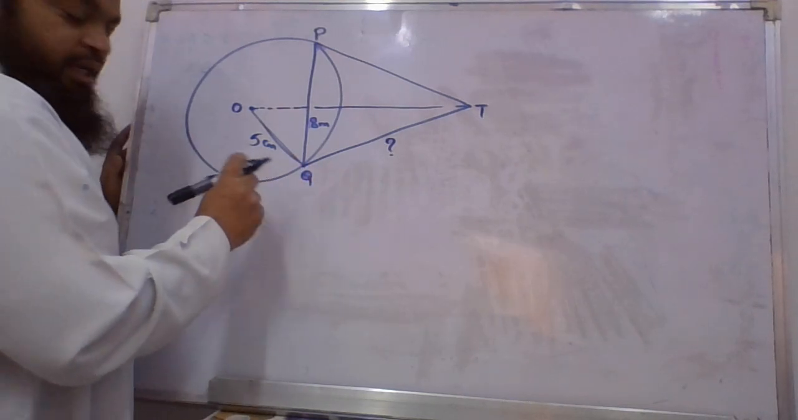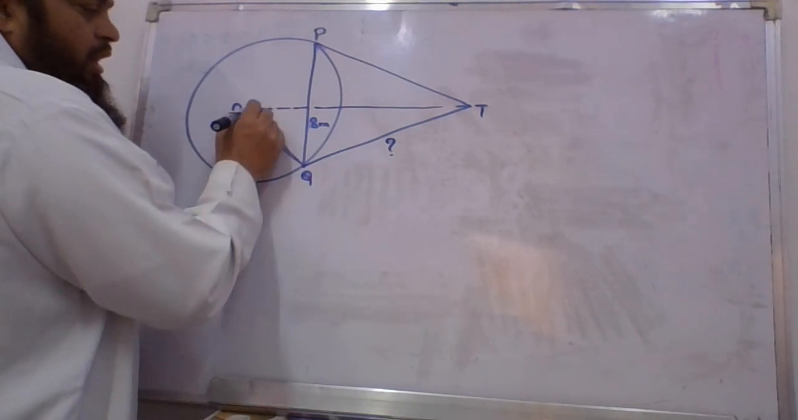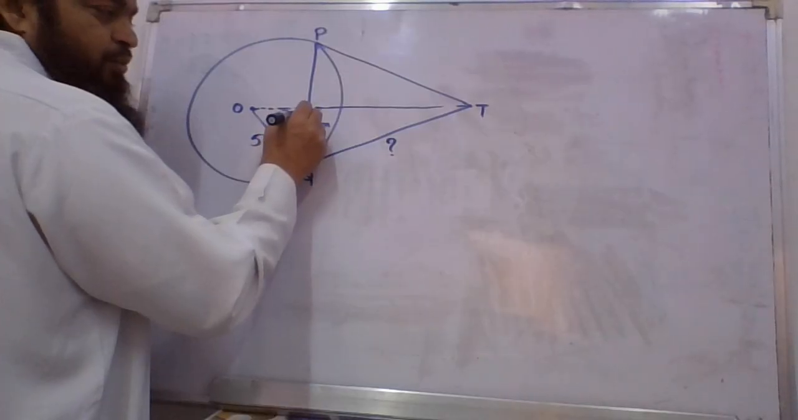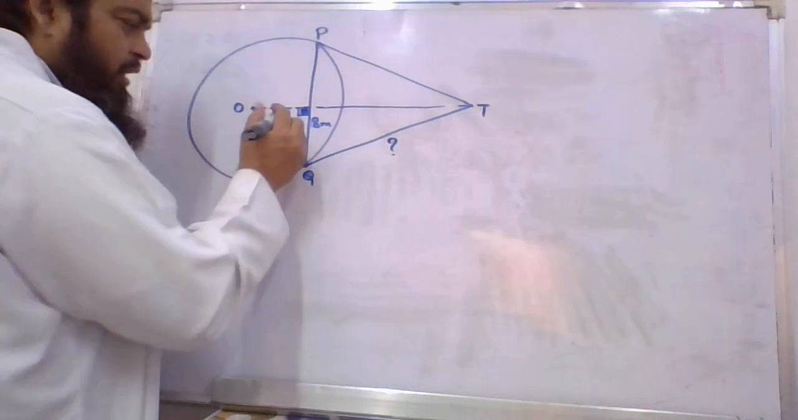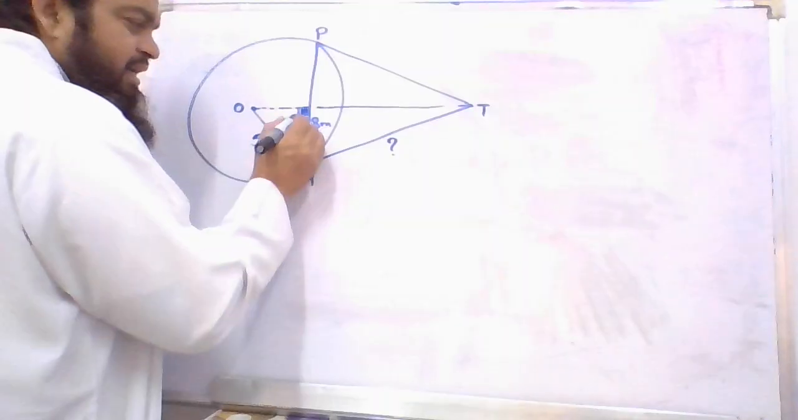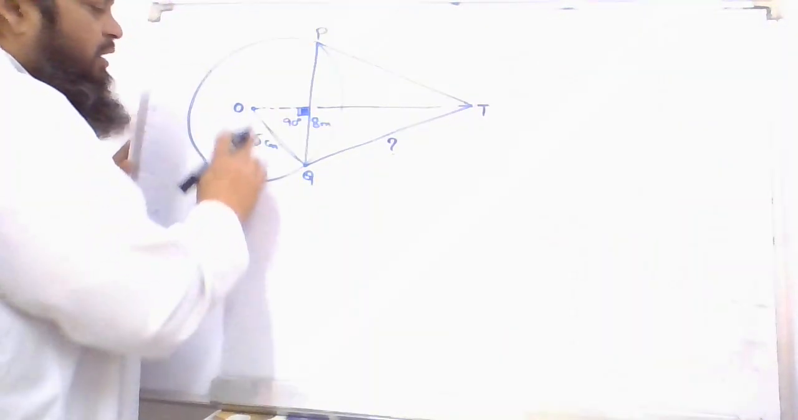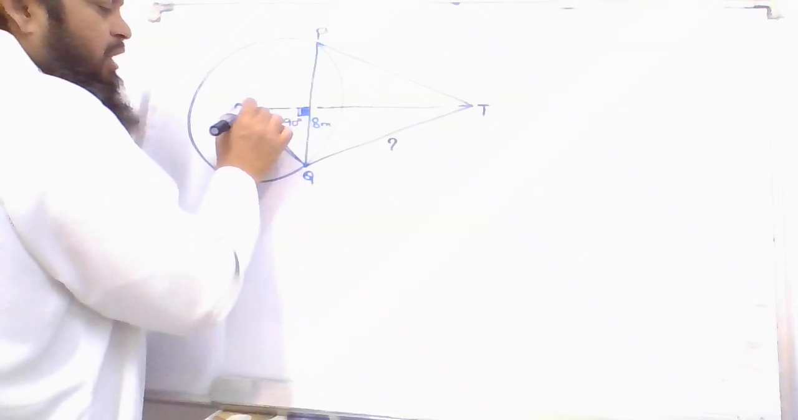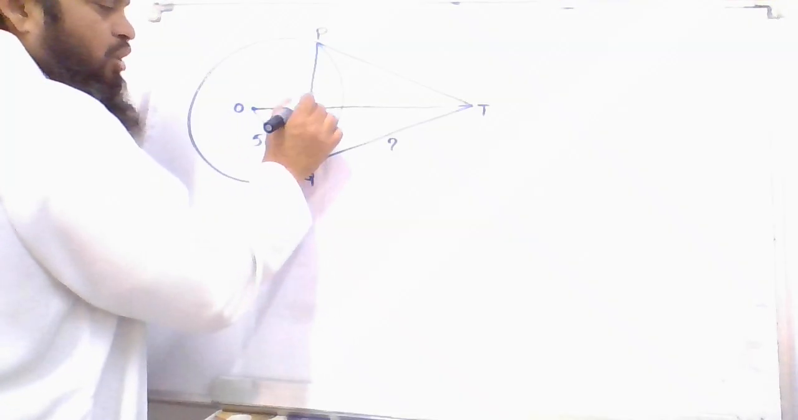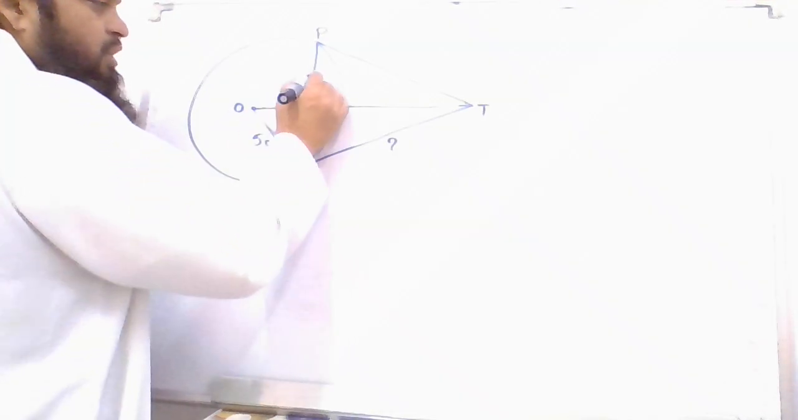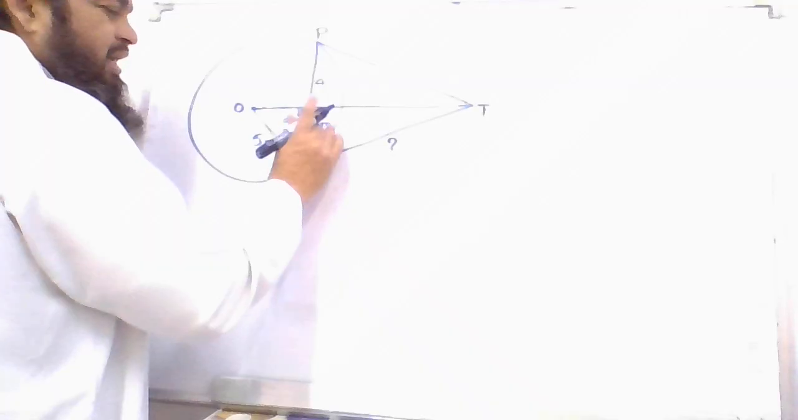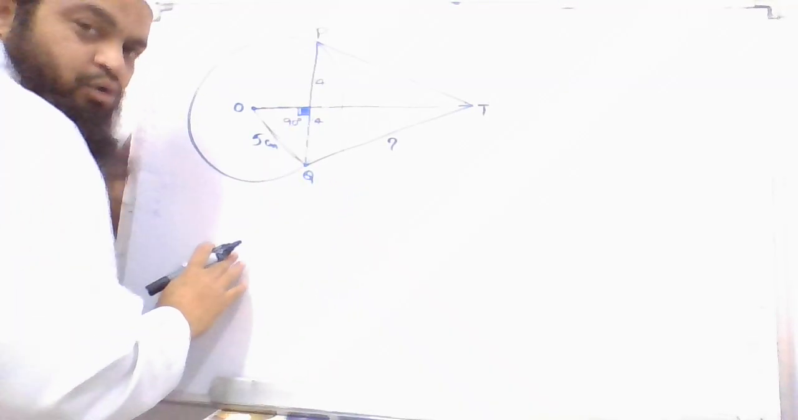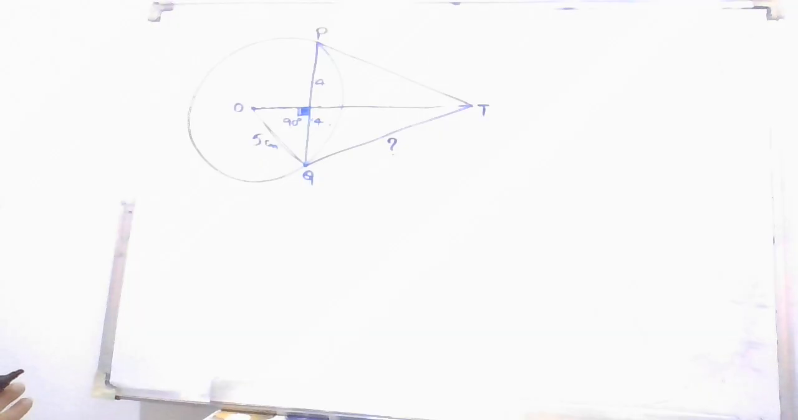Okay. See, if this is 5, and when I join O and T, this will be 90 degrees. We have to prove that this is 90 degrees. We will prove it. Since it is 90 degrees, in grade 9 we have studied that if you draw a perpendicular through the center onto the chord, it bisects. So therefore this will be 4 centimeters and this also will become 4 centimeters. Okay, these two will become 4 centimeters.